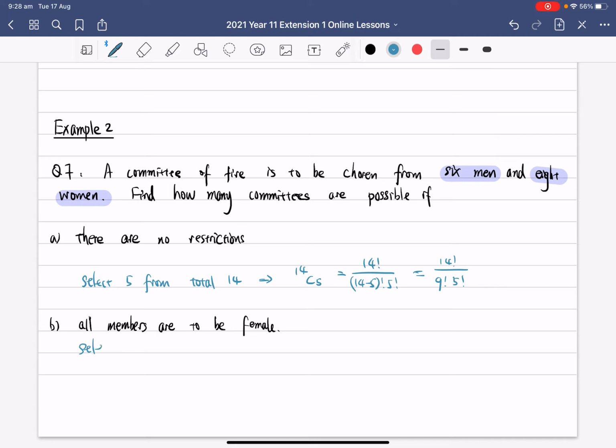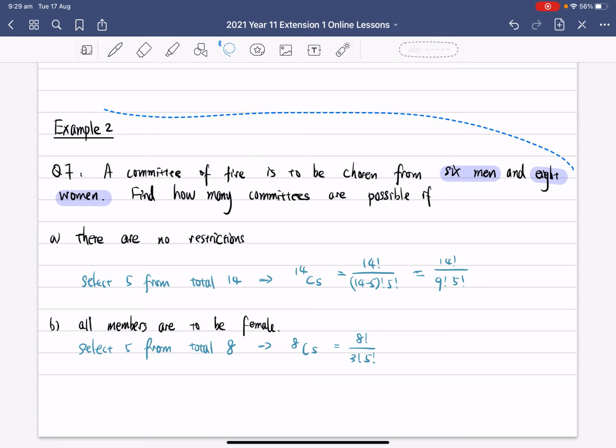So this is the idea. You're selecting 5 from a total of 8. You're not selecting 5 from a total of 14. We automatically remove the men. So that becomes 8C5, which is equal to 8 factorial over 3 factorial and 5 factorial. That's also pretty easy to do. So that is question B. Let's move on to question C.